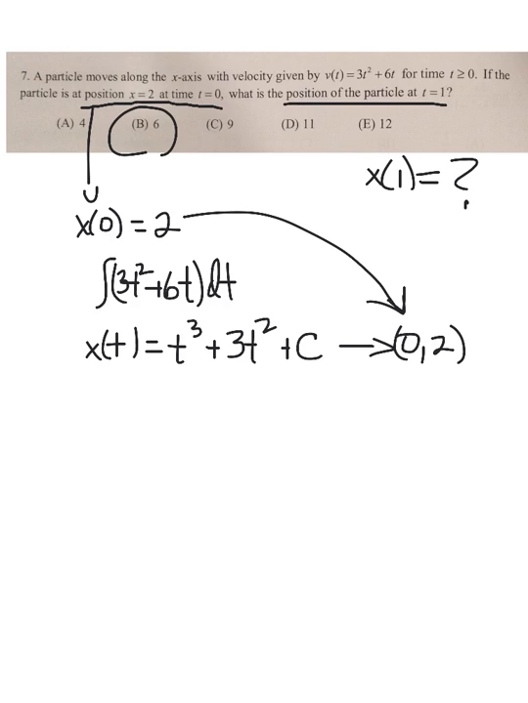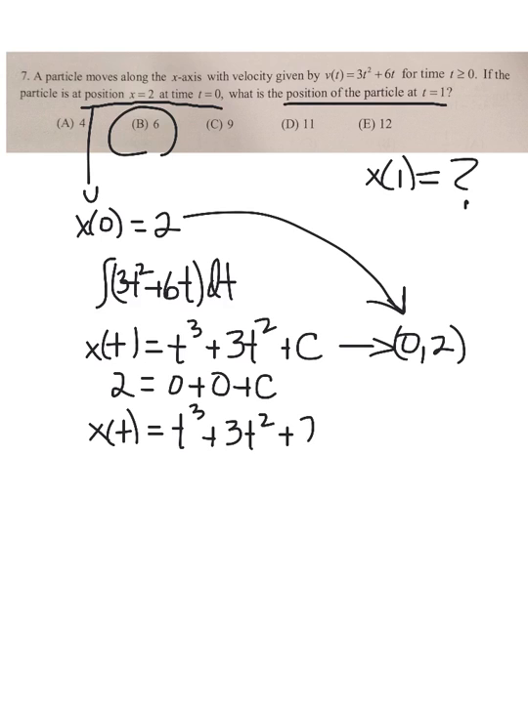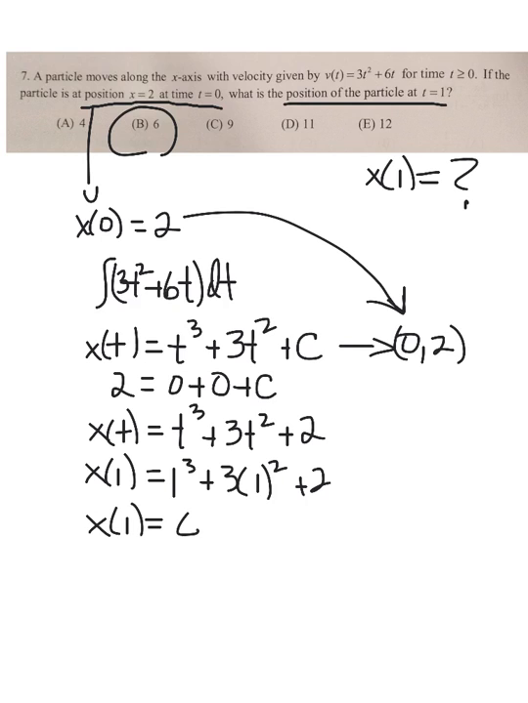All right, so let's plug it in and see what we get. So we get 2 equals, now I'm plugging in 0, so that's 0 plus c. So I see that obviously c is 2, right? So x of t is equal to, I'm just going to rewrite it, t cubed plus 3t squared plus 2. And then they want x of 1, so I'm just going to plug in 1. So that's 1 cubed plus 3 times 1 squared plus 2. Do that handy dandy little math there, and you are going to get 6. The answer is choice E.